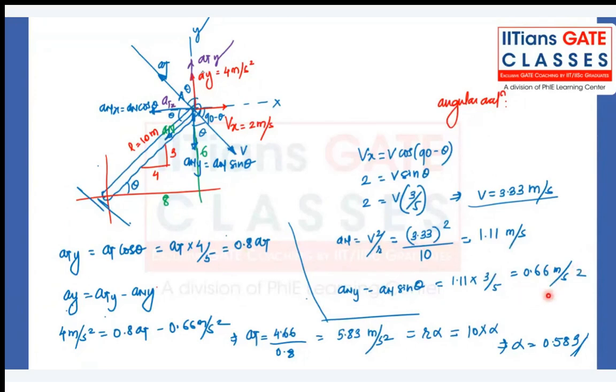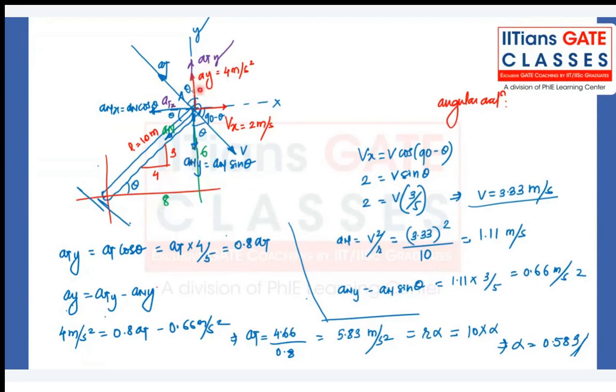Now it's time to calculate ATY. So ATY is what? AT cos of theta. Cos theta is 4 by 5, so that is 0.8 times AT. AY is given to us, that is 4 meter per second square, and that has to be equal to the subtraction of ATY and ANY, right?